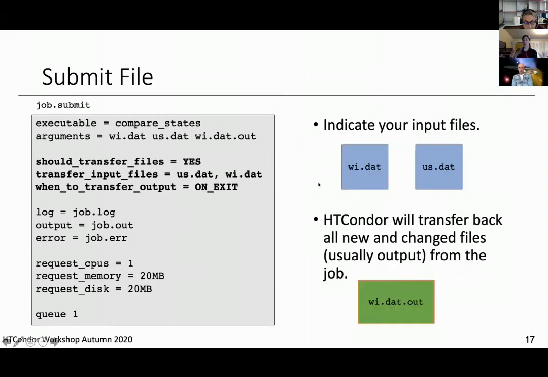Then we get to our inputs and our outputs. The input files will need to be transferred or copied from where the job is submitted to where it runs. So we'll list them both by name in a comma separated list in this transfer input files option. And then the default is that new files generated in the execution directory will get transferred back when the job exits, and we're just being extra specific about that by including this when to transfer output line.